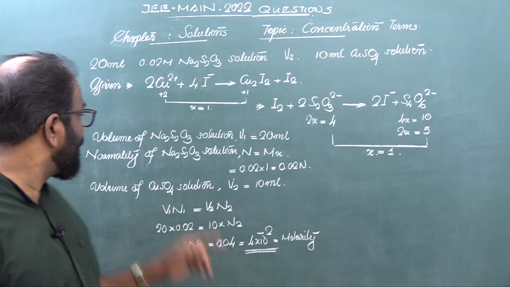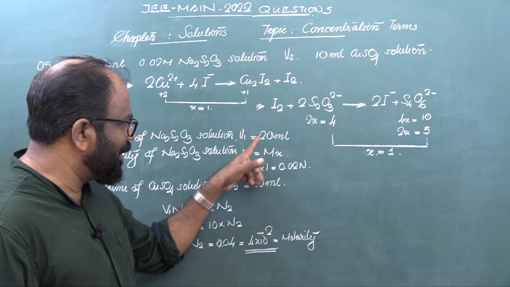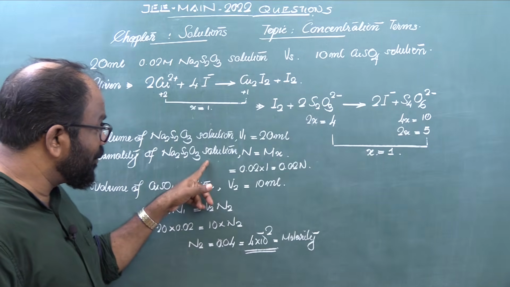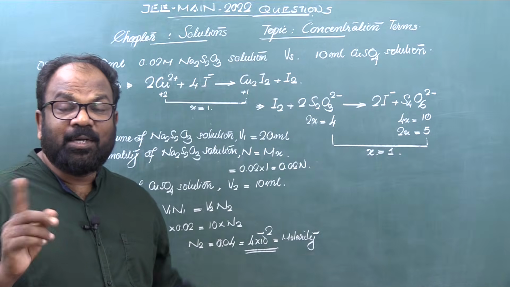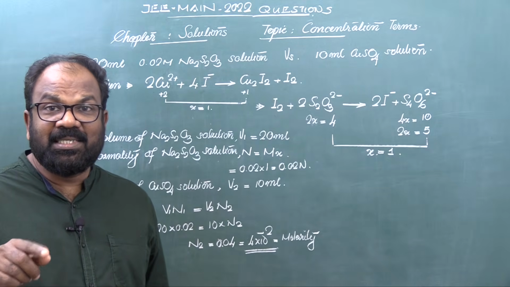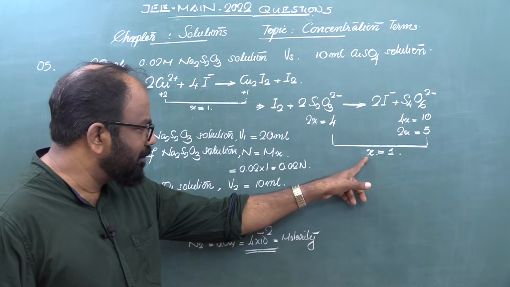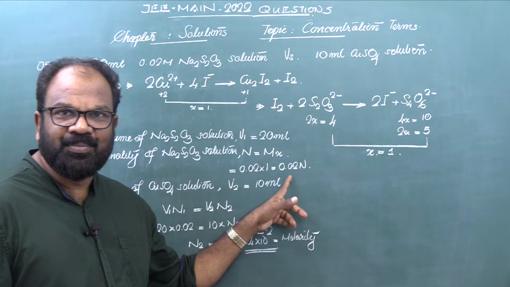It is given that the volume of sodium thiosulfate solution used for titration, V1, is equal to 20 ml. Normality of sodium thiosulfate solution is equal to molarity into X. For an oxidizing or reducing agent, X is called the change in oxidation number. Here the change in oxidation number is equal to 1. Therefore, normality is equal to molarity.